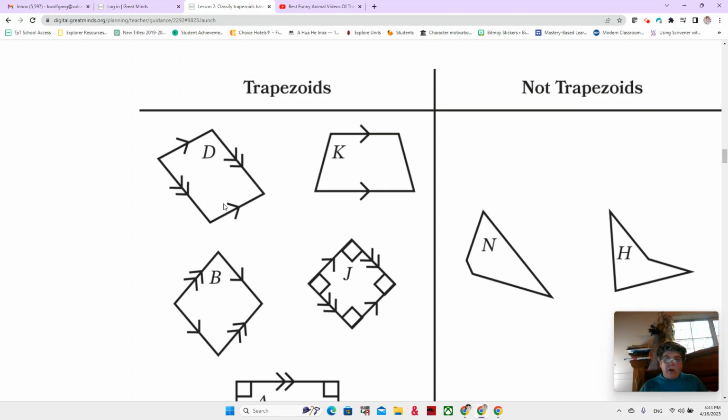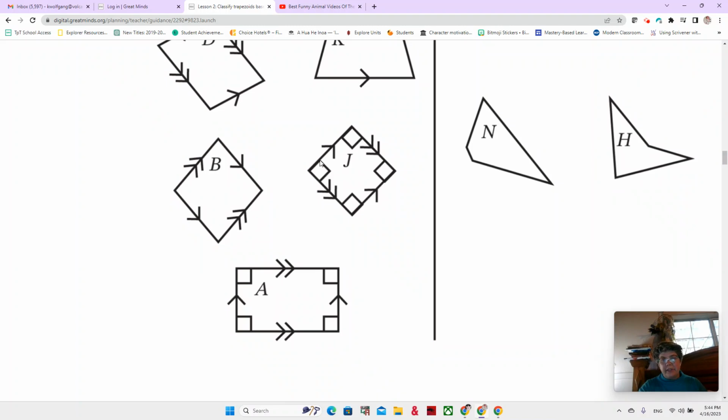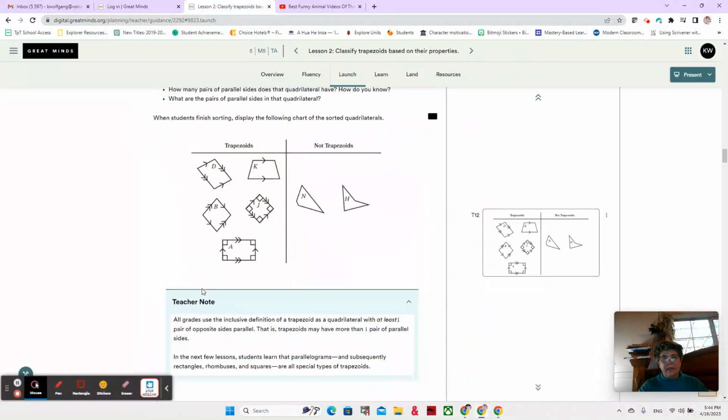So what is a property of all trapezoids? They have at least one pair of opposite sides that are parallel. What is an attribute of figures A and J? Look at A and J. Do you see they have a different attribute here? And that attribute is that they have 4 right angles. Do you see that? 4 right angles. So that means that a square is also a trapezoid and a rectangle is also a trapezoid, right? Okay, so today we're going to construct some trapezoids and identify their properties. And I have a funny video for you. Let's go check it out.